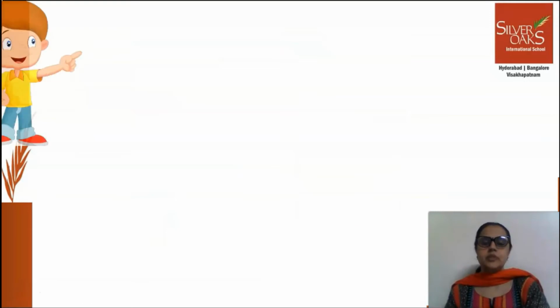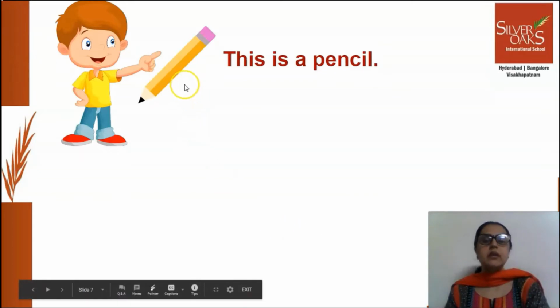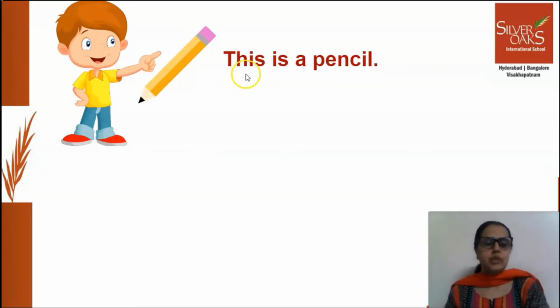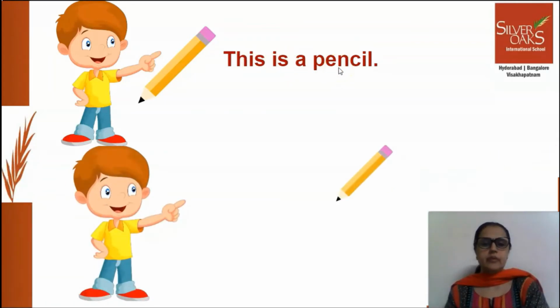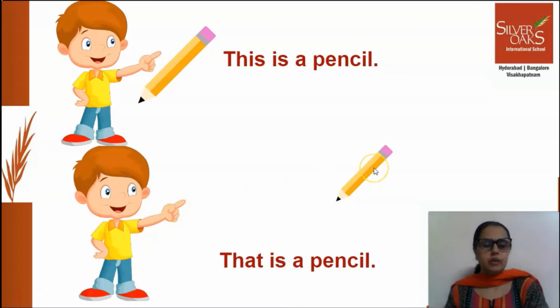Now look at this picture. What is this? This is a pencil. So how many pencils are there? There is only one pencil and it is near the boy. So we will use the demonstrative pronoun this, saying this is a pencil. Now what is that? That is a pencil. We use the demonstrative pronoun that because there is only one pencil and it is far from the boy.